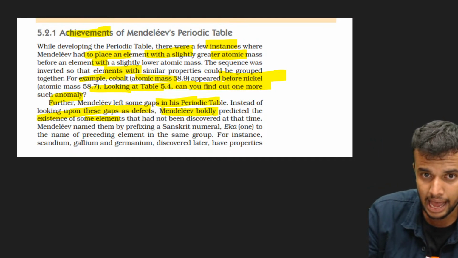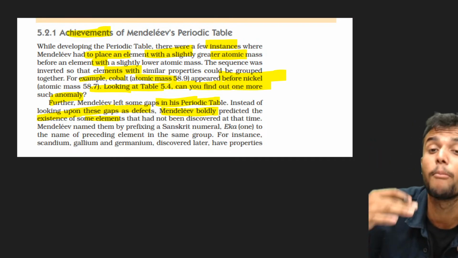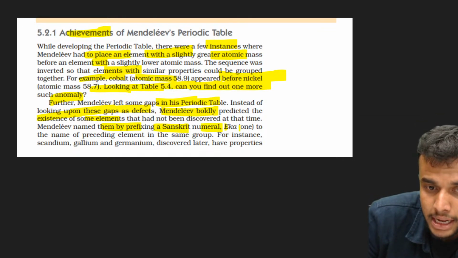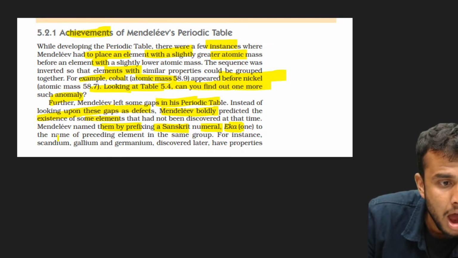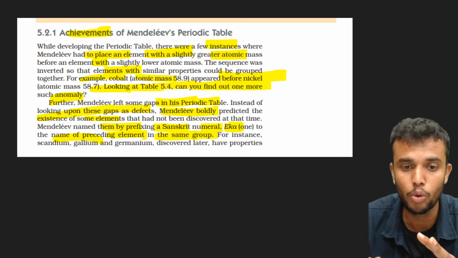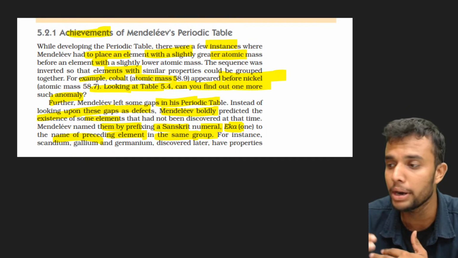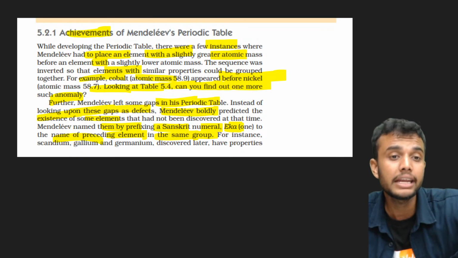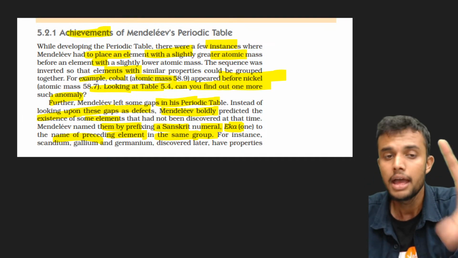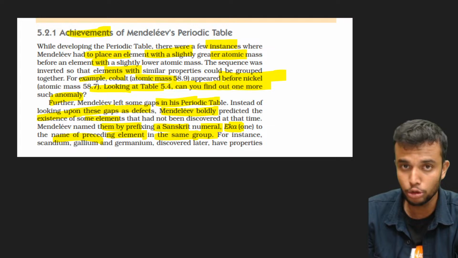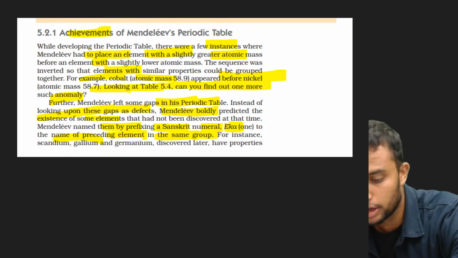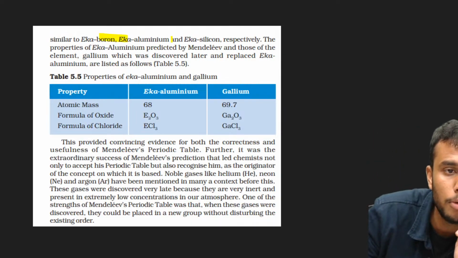Thus, other scientists came and discovered more elements. Mendeleev named them by prefixing the Sanskrit numeral eka to the name of the preceding element in the same group. Some elements were discovered later, with the same properties as the predicted element. He made space for those elements and called them eka. Eka means it has the same property. Understood? Similar to eka boron, eka aluminium is there.